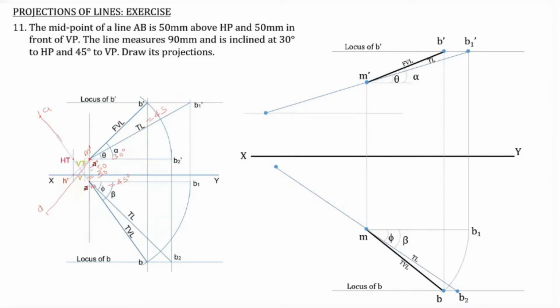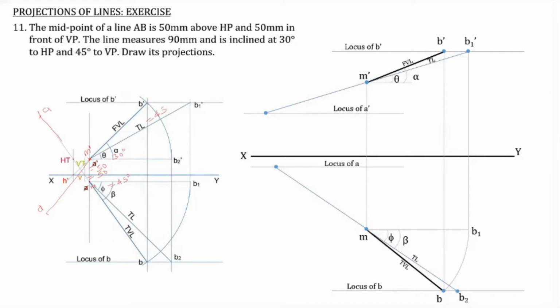So through A1 dash, or through this point, if you draw a horizontal line, this will be the locus of A dash. This distance is equal to this distance. So now this is the locus of A dash. Likewise, you can find out the locus of A also. So the locus of A as well as the locus of A dash is obtained.